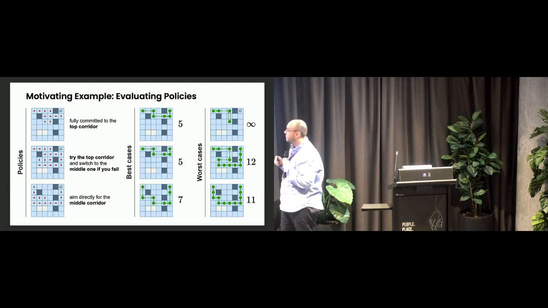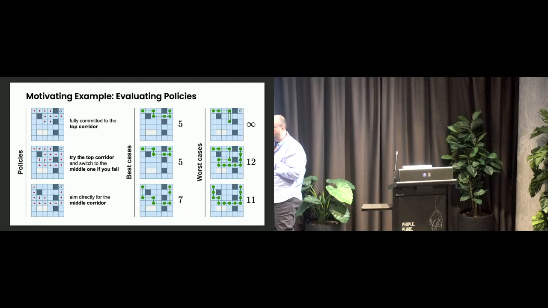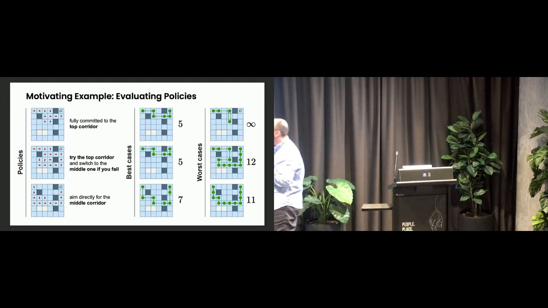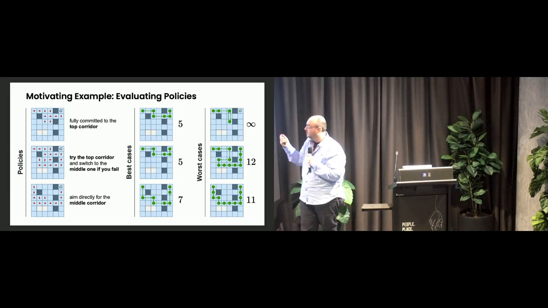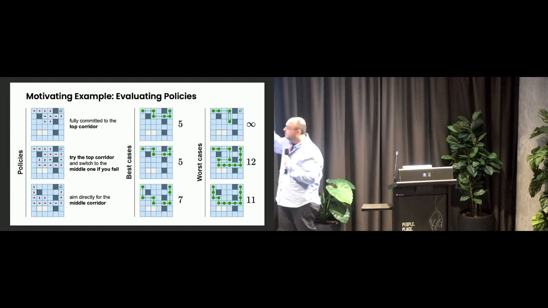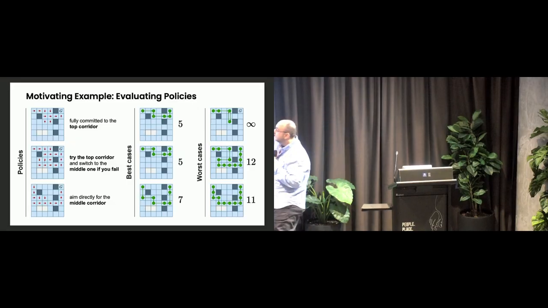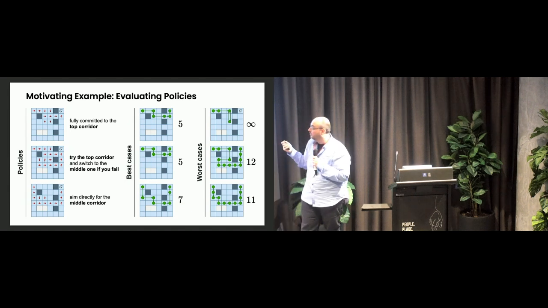And the answer is not obvious because it is going to depend on what happens at execution time, and this is a non-deterministic domain. So still, we can reason about this in a systematic way by looking at the extremes of the policy, that is the best case and the worst case. So the first policy is fully committed to the top corridor, which is also the shortest path. And in this case, if everything goes well, it will only require five actions in order to reach the goal.